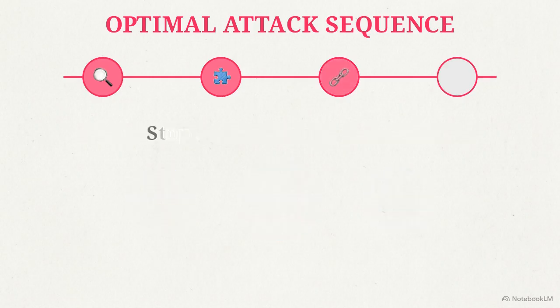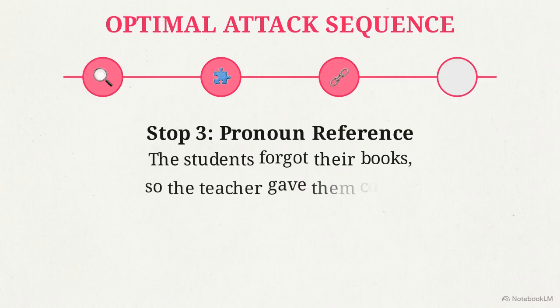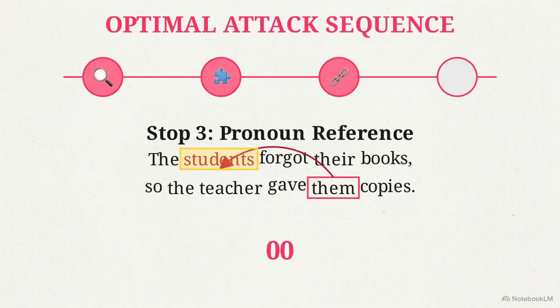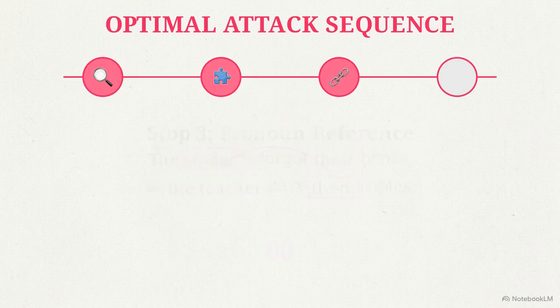Stop 3 tackles pronoun reference. Look at this sentence. The students forgot their books, so the teacher gave them copies. Can you find the closest preceding noun that matches the pronoun them? Time's up. The correct reference is students. You always trace backwards to find the nearest suitable subject or object that completes the grammatical link.